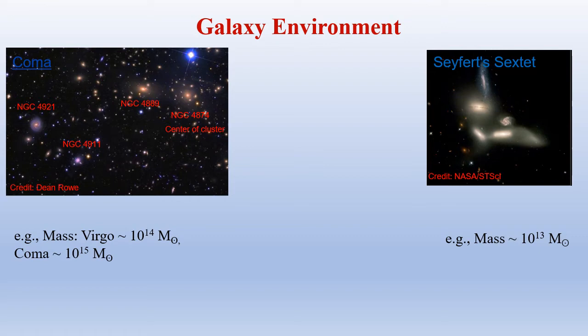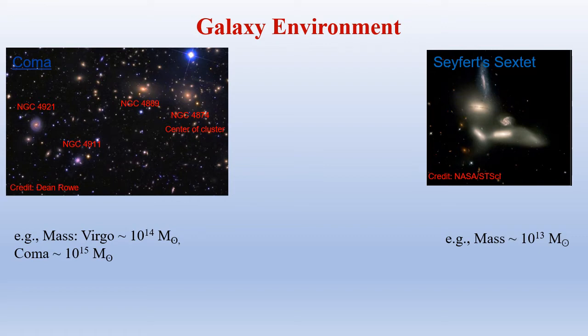Also, we know early types contain very little cold gas and suppressed star formation, and late types are rich in cold gas. This shows there is some interaction with the intracluster medium, called the ICM, that transforms the properties or morphologies of galaxies. And we have an image on the right, which is a galaxy group that contains a very small number of galaxies. They are less massive.